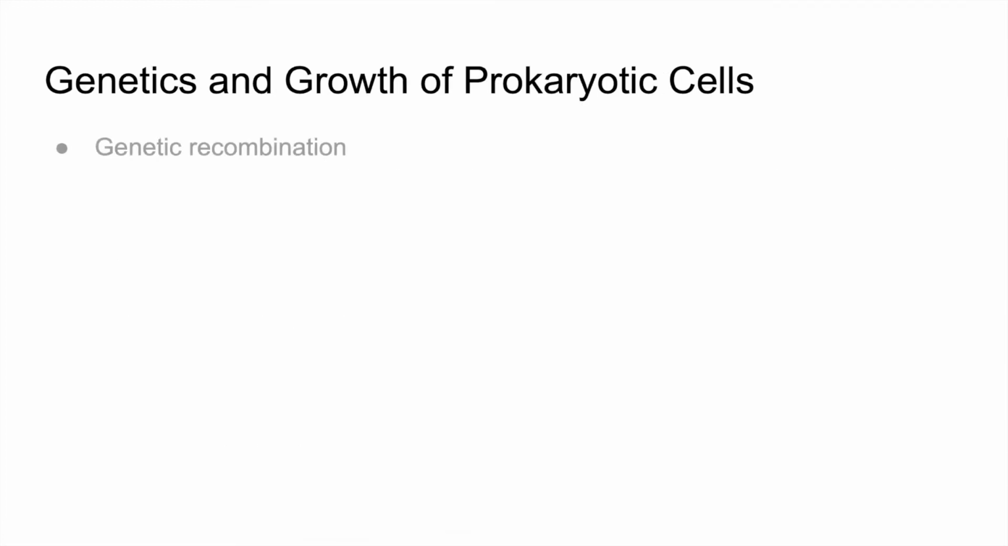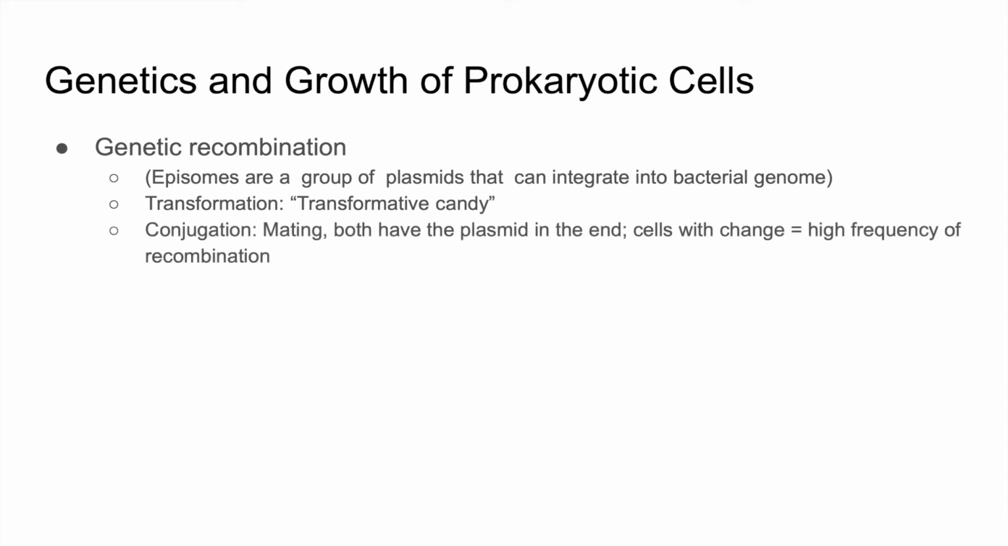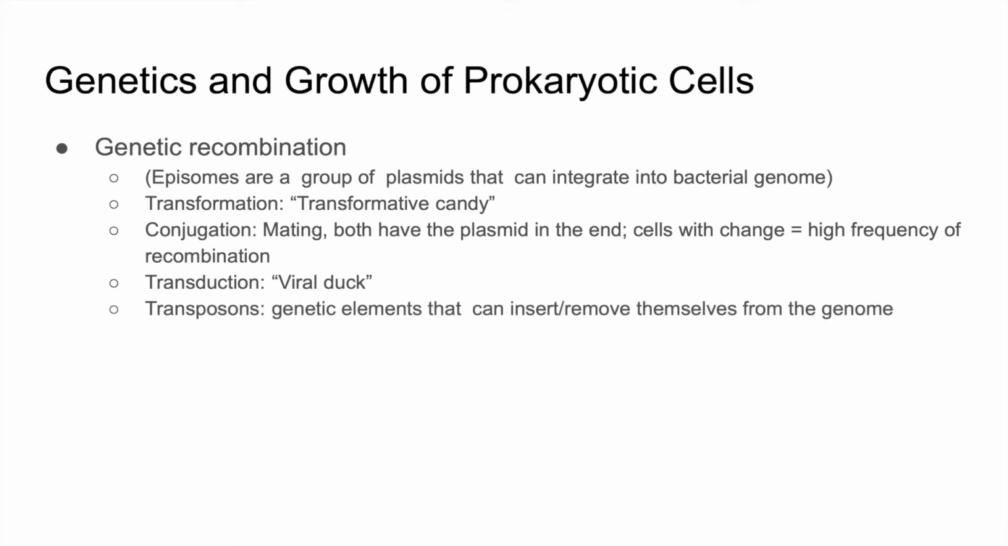Prokaryotes, in general, can change through genetic recombination, usually in a new environment. Transformation is when the bacteria absorbs some random material like toxic candy from the environment. Conjugation is like mating, but for bacteria. And transduction involves viral transmission of a new material. Think of a viral rabid duck to remember it, like the duck in transduction. Transposons are materials that kind of move themselves or transpose themselves into or out of the genome.